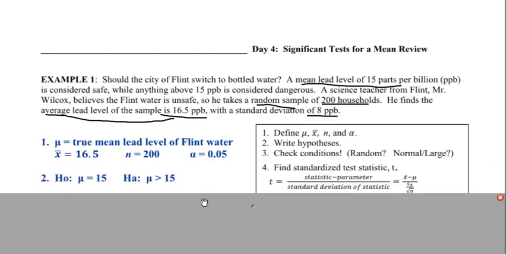Our H0 and our Ha. Mu is equal to 15. And he thinks it's unsafe, which is thinking that it's above 15 ppb, so therefore greater than. This one's a little bit more vague, but you got to think about what it means.